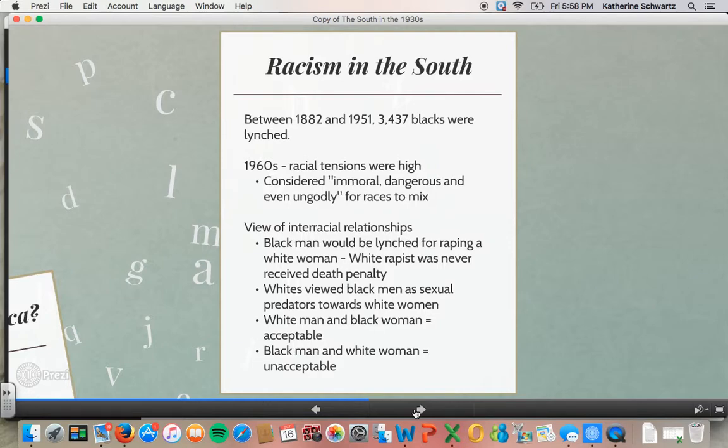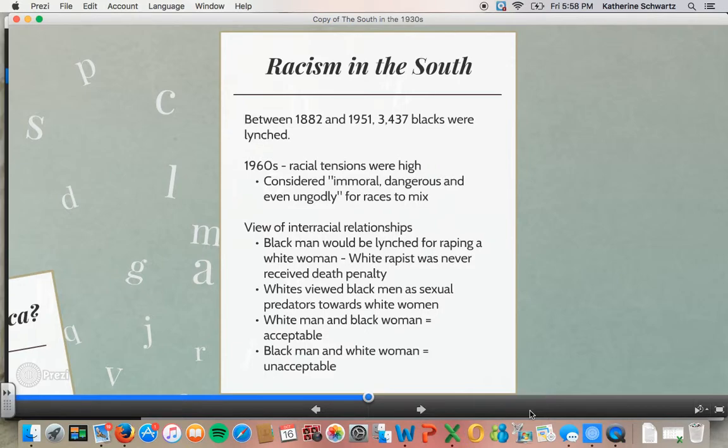The view of interracial relationships. Black men would be lynched if they raped a white woman. And what was interesting, I did a little bit extra research, but if you were a white person and you raped someone, you never received the death penalty. I'm not exactly sure what your penalty was, but it was never death. However, if you were black and you raped a woman, you were lynched.